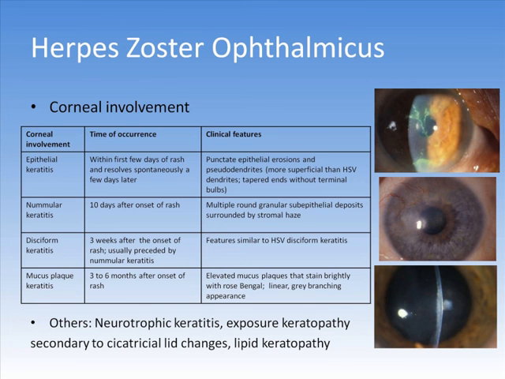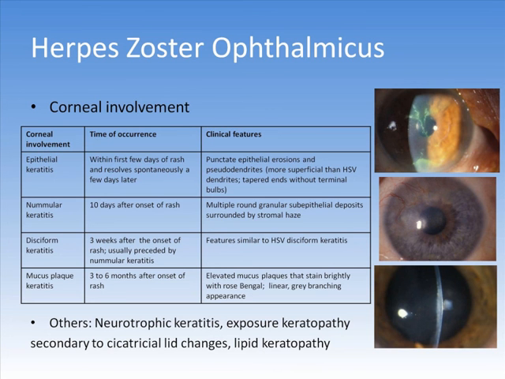Nummular keratitis may occur about 10 days after the onset of rash. There may be multiple round granular subepithelial deposits surrounded by stromal haze. Disciform keratitis occurs 3 weeks after the onset of rash and is usually preceded by nummular keratitis. The clinical features are similar to HSV disciform keratitis.